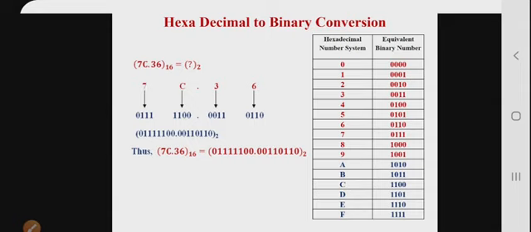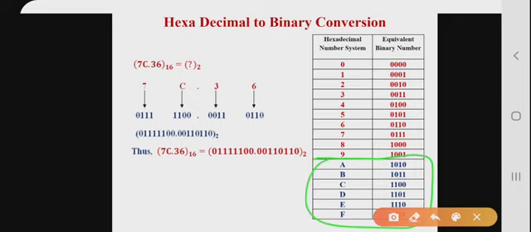Also you need to understand that from 0 to 9 the binary numbers are given, but after 9 for hexadecimal numbers, instead of writing 10 or 11 or 12, we need to write the characters A, B, C, D, E, F, and the corresponding binary number is also given here.